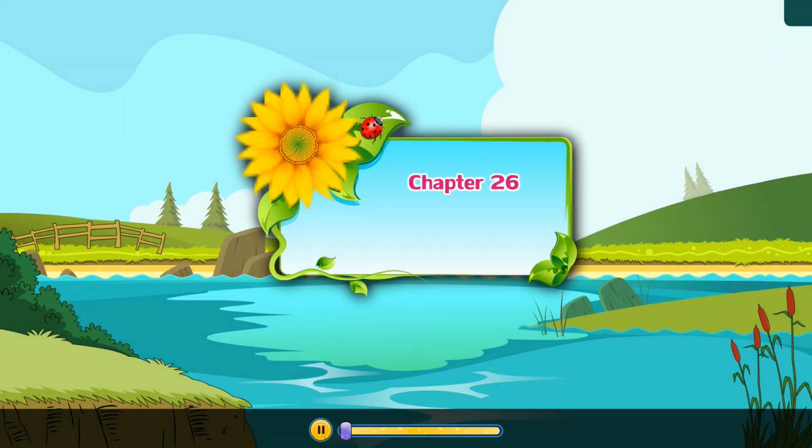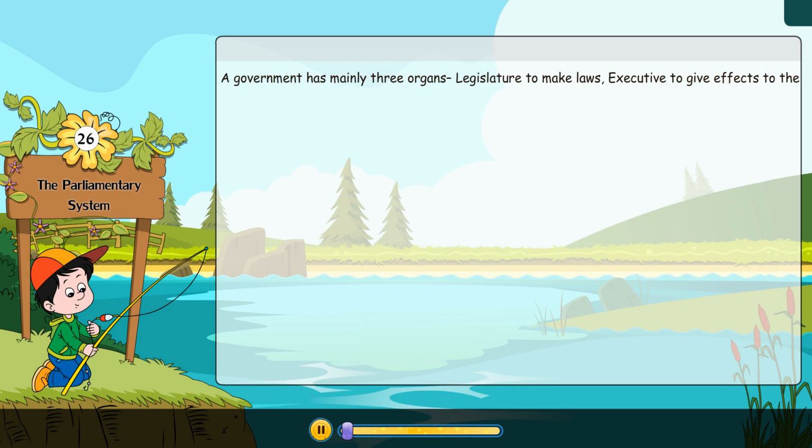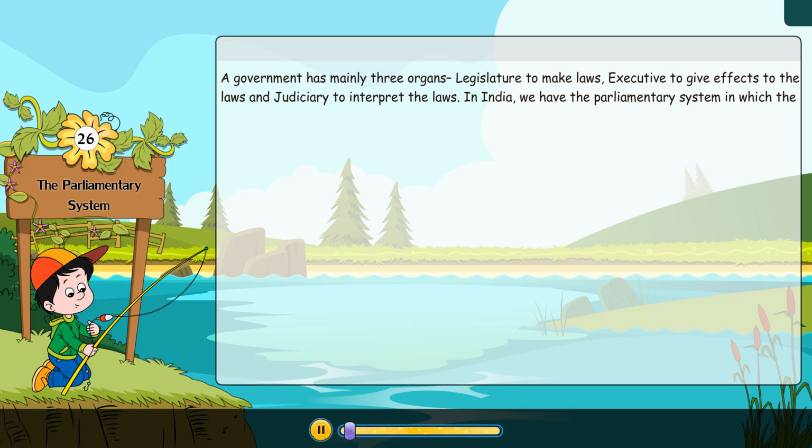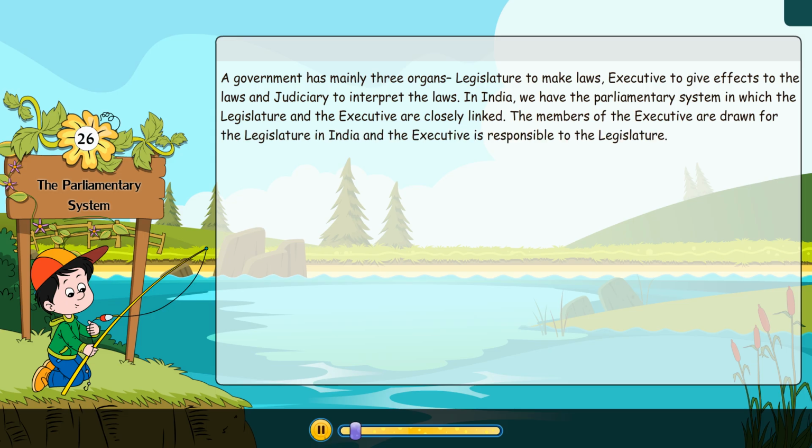Chapter 26. The Parliamentary System. A government has mainly three organs: legislature, to make laws; executive, to give effect to the laws; and judiciary, to interpret the laws. In India, we have the parliamentary system, in which the legislature and the executive are closely linked. The members of the executive are drawn from the legislature in India, and the executive is responsible to the legislature.